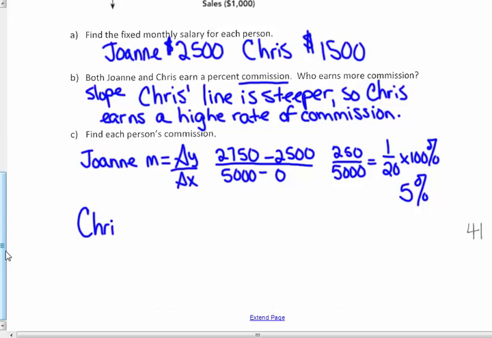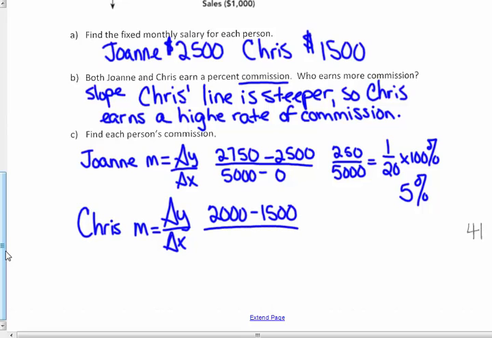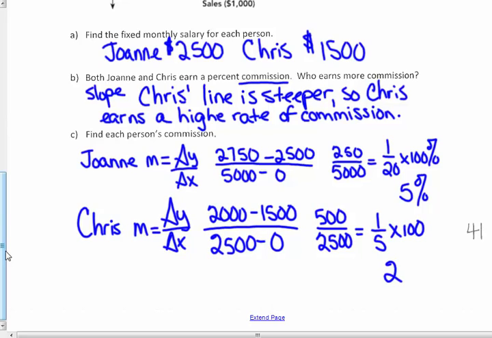Chris, M equals delta Y over delta X. 2,000 minus 1,500, delta Y over delta X. 2,500, 2.5, right? The times 1,000 would be 2,500 minus 0. So Chris is 500, difference of the Y's over the difference of the X's, which is 1/5 times 100, that's 20%. So yes, I was right. Chris's line was steeper. Chris is earning a higher rate of commission. Next question.